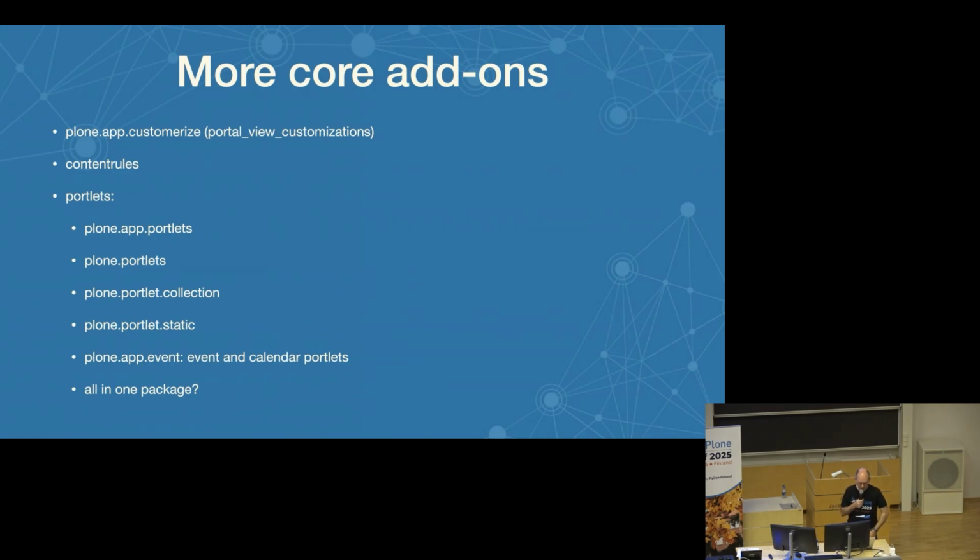And also, you have the several packages there: Plone Up portlets, Plone portlets, portlet collection, static, and also 2 portlets within Plone Up event. I think originally those 2 were actually in Plone Up portlets, then moved to Plone Up event. And it might now be good to move them to Plone Up portlets again, and basically put all portlets in one package. That's at least one way to do that, to move all these together. Then you have just one repository at least to manage all those.